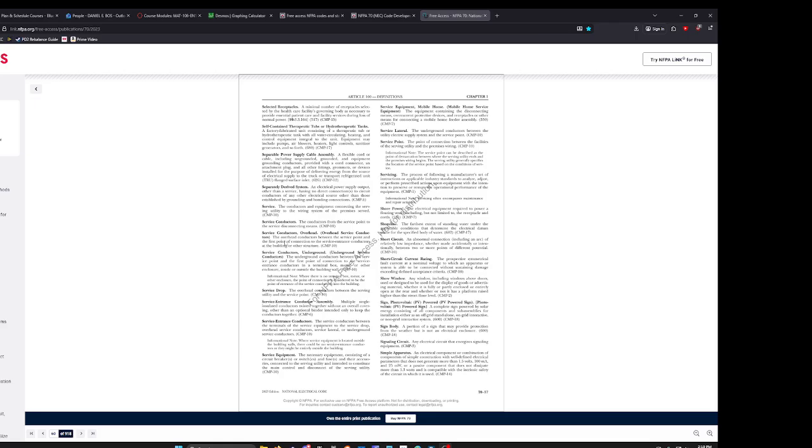Service lateral. I should probably move this. Service lateral: the underground conductors between the utility electric supply system and the service point.